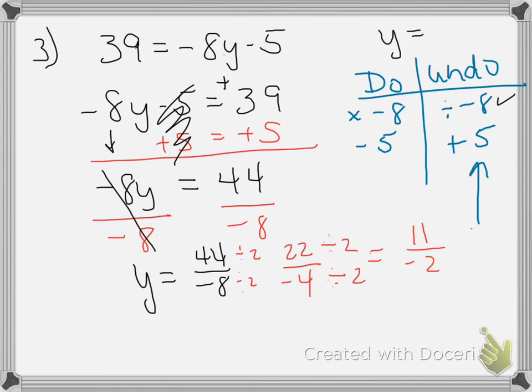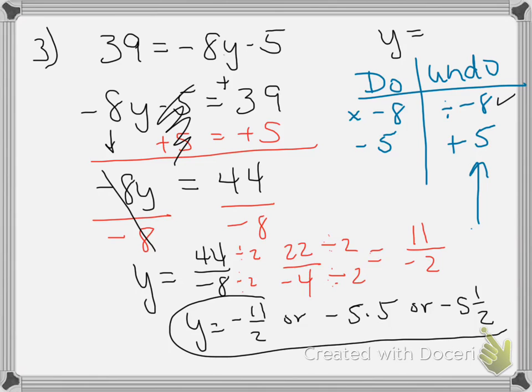Alright, so here's what I would write. I would say y equals -11 halves, or you could say -5.5. You could change it to a fraction, which made it a -5 and 1/2. You could have written it that way as well. So any of these will work for an answer. It just depends on what you're looking for.